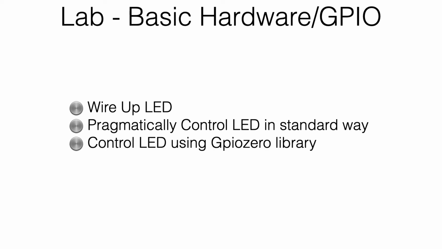The basic hardware and GPIO lab is where the fun begins. We are going to learn how to wire up an LED to the Raspberry Pi Zero. Then we're going to learn how to programmatically control it using Python in the standard Python way. And then we're going to learn how to use a different library called the GPIO Zero library to make that code even easier to read.